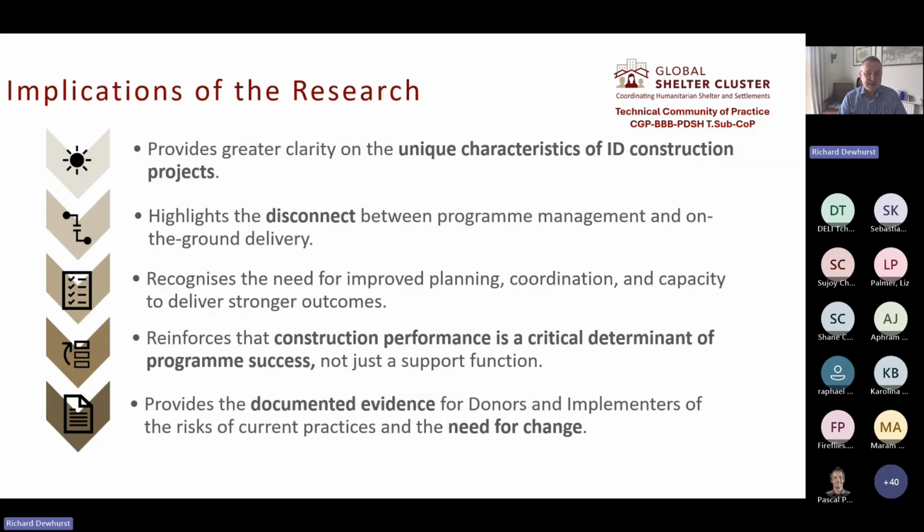So the implications of this research are: it provides greater clarity on the unique characteristics of ID construction projects, highlights the disconnect between program management and on-the-ground delivery. It recognizes the need for improved planning, coordination and capacity to achieve stronger outcomes. It reinforces that construction performance is a critical determinant of overall program success and not just a support function. And it provides documented evidence for donors and implementers of the risks of current practices and the need for change.